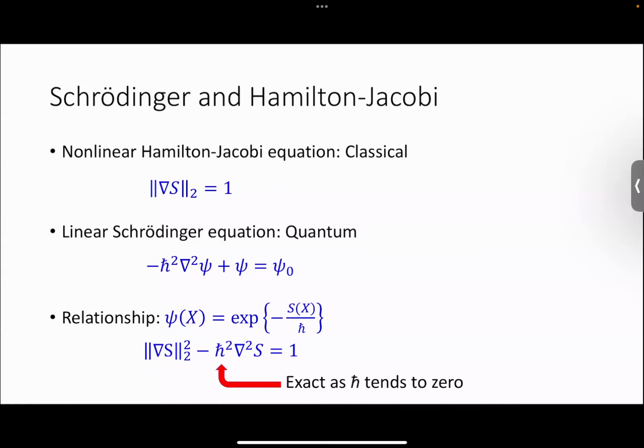What we can do, if we so desire, is that we can solve the linear Schrodinger equation. The classical equation does not have a closed form solution for S, but what we can do is take minus h cross squared del squared psi plus psi equal to psi naught and attempt to solve it in terms of a closed form solution and then find out how long it takes to compute it.